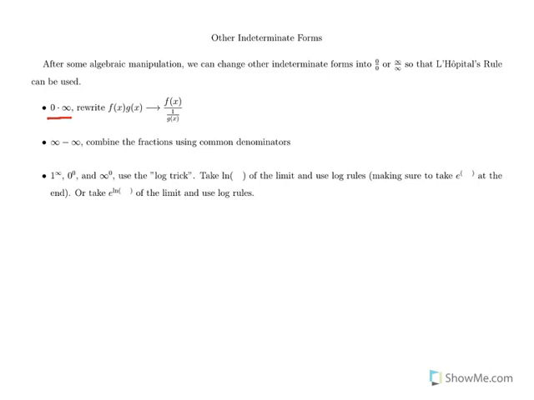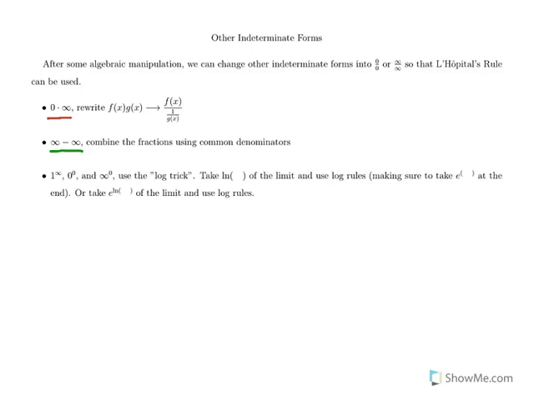The next one we're going to talk about is infinity minus infinity. That is an indeterminate form. And this is going to usually come about when we have 2 fractions to deal with. And the goal is going to be to combine the fractions using common denominators, turn it into just one fraction, and hopefully that's going to be 0 over 0 or infinity over infinity.